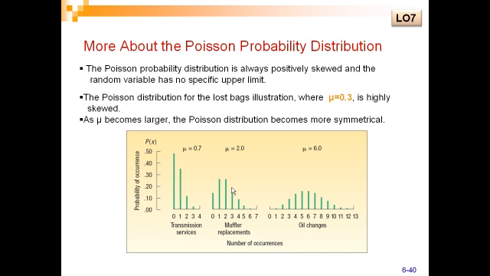More about the Poisson probability distribution. The Poisson probability distribution is always positively skewed, and the random variable has no specific upper limit. The Poisson distribution for the lost bags illustration where mu equal to 0.3 is highly skewed. As mu becomes larger, the Poisson distribution becomes more symmetrical.